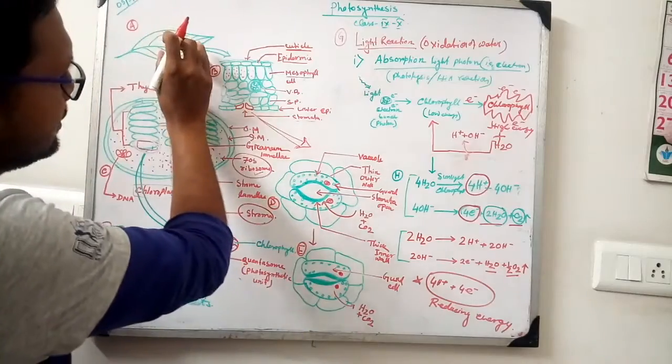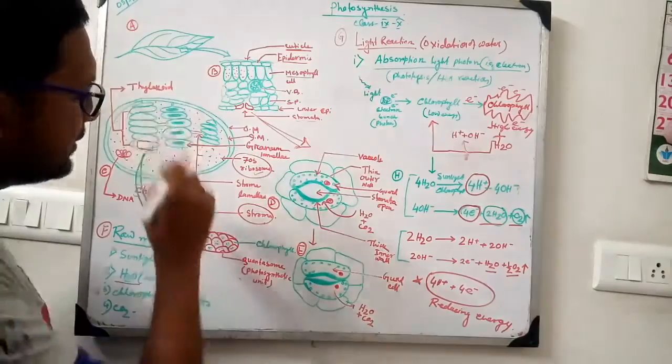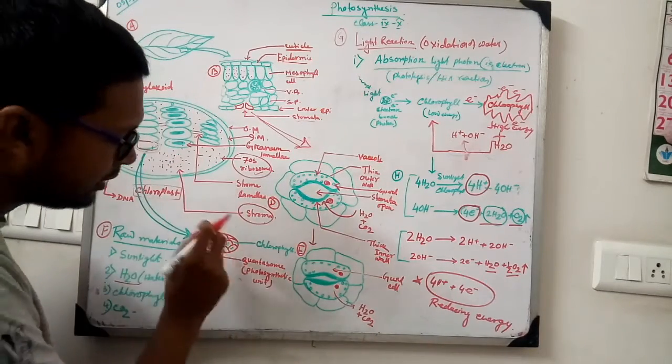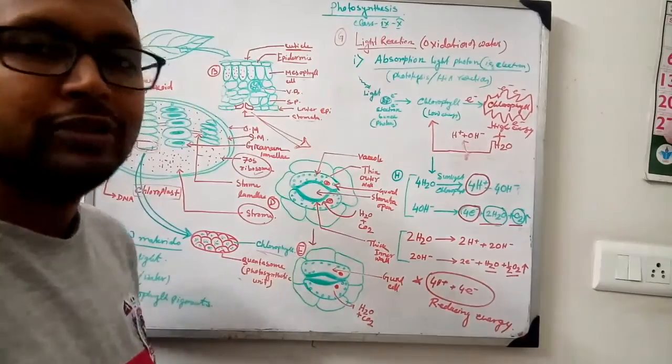Now inside there is a leaf. Leaf has a mesophyll cell. Inside the mesophyll cell there is a chloroplast. Inside the chloroplast there is a Grana lamellae. Inside the Grana lamellae there is a quantasome, and within the quantasome there is a chlorophyll molecule.